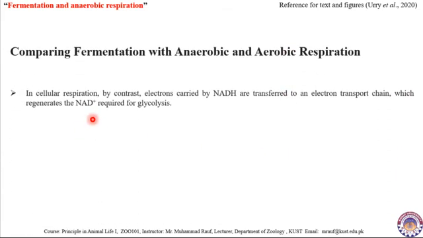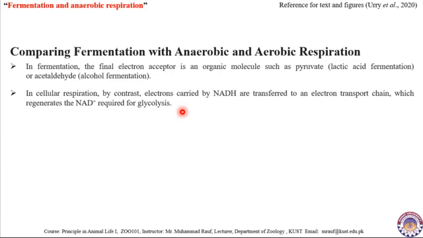In cellular respiration, by contrast, electrons carried by NADH are transferred to an electron transport chain, which regenerates the NAD+ required for glycolysis. So when oxygen is present, of course, the electron transport chain will take place, and NADH and FADH2 will deliver their electrons to the electron transport chain.